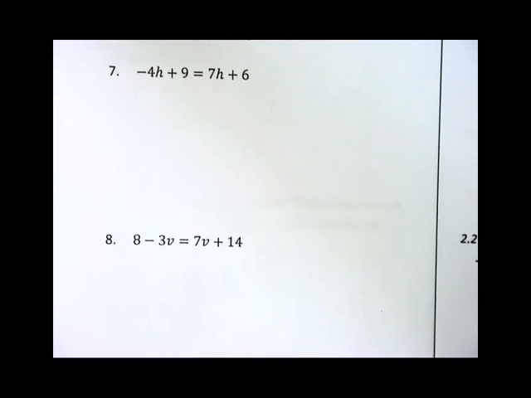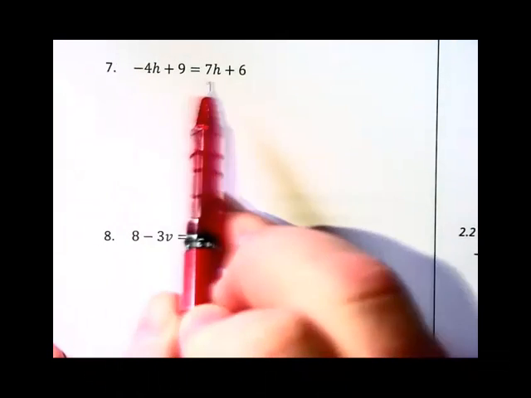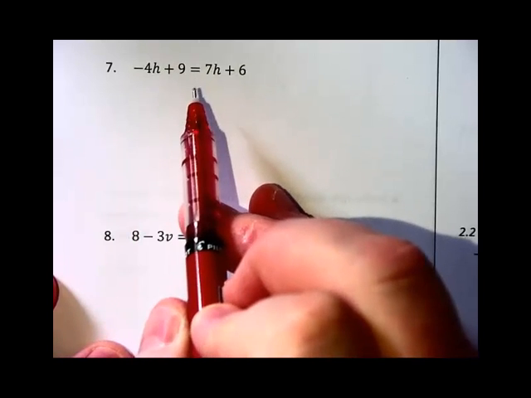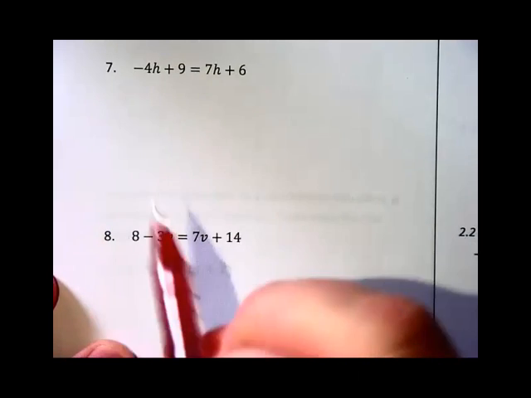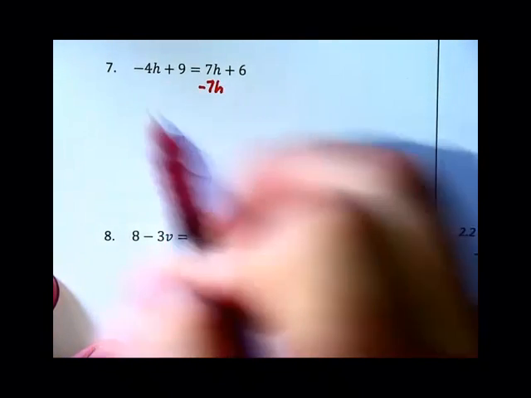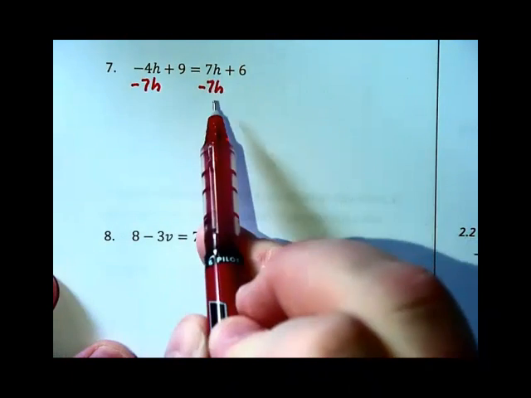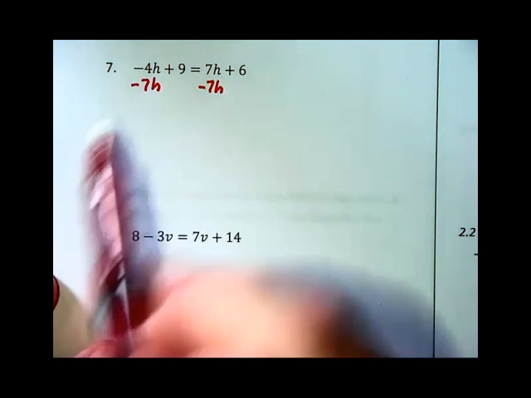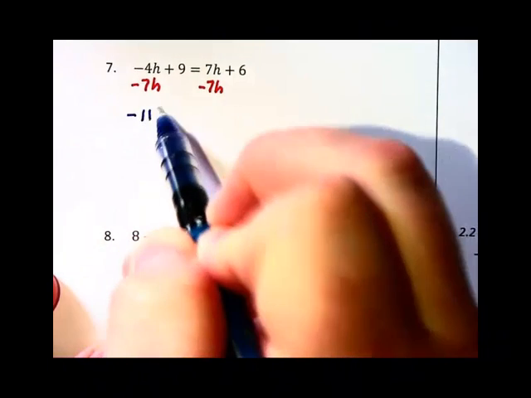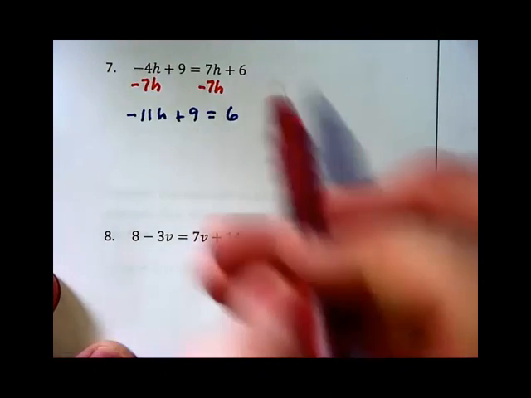In problem number 7, I upped the ante a little bit. Notice how we have variables showing up on each side of the equation. We need to solve for h still, but we have to decide which h we're going to solve for. Most people like to bring their variables to one side of the equation, or preferably to the left side of the equation, and that would mean subtracting the 7h's off of the right and thus off the left also, giving them negative 11h plus 9 is equal to 6, and then we can solve it from there.